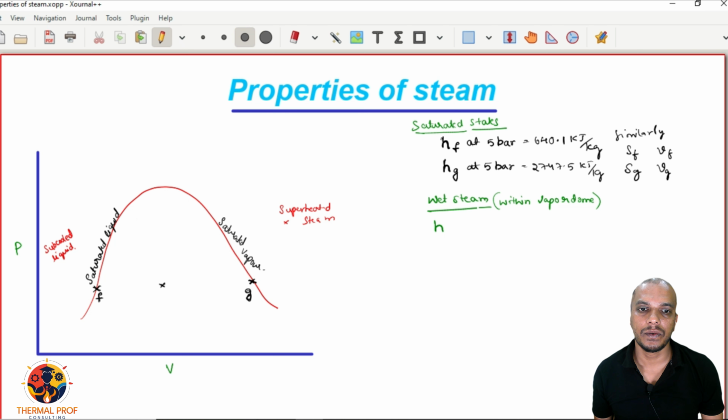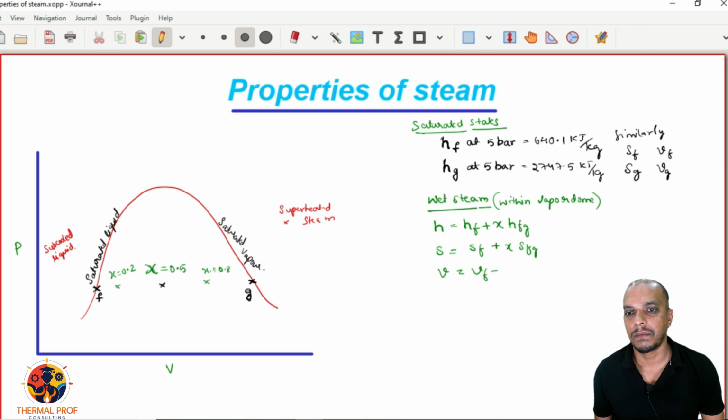So, the moment I talk about within the vapor dome, we come across the dryness fraction x value. If x is 0.5, it will be somewhere here. If x is 0.8, it will be somewhere here. If x is 0.2, it will be somewhere here. So, it is h equals hf plus x into hfg. Similarly, if you want entropy, s equals sf plus x into sfg. v is equal to vf plus x vfg.